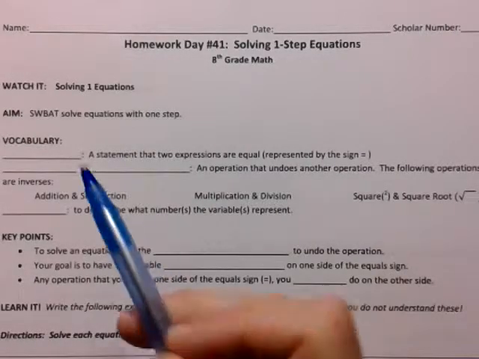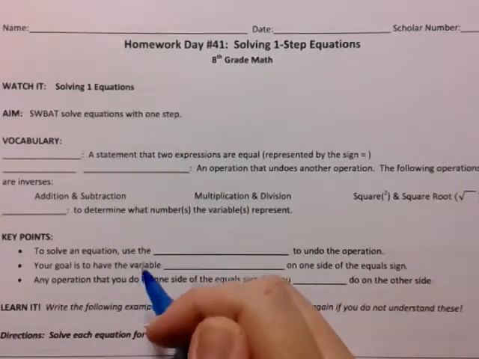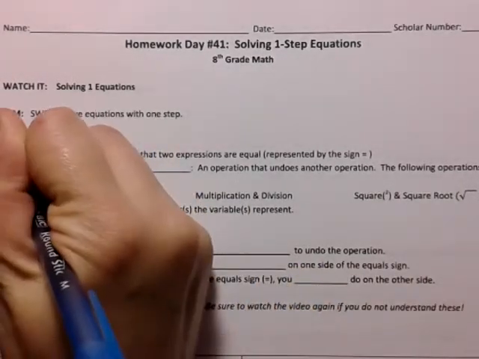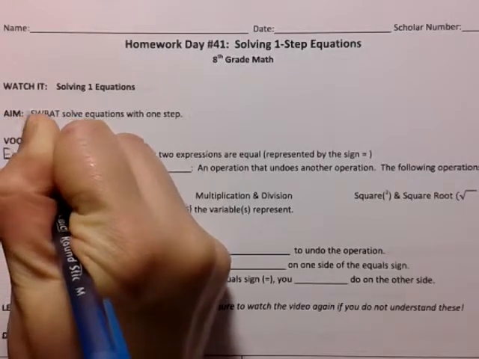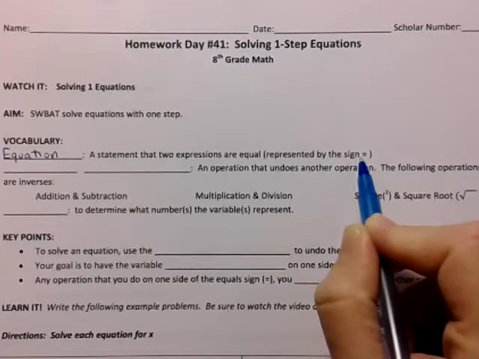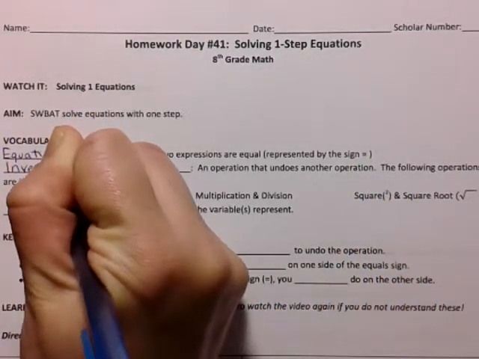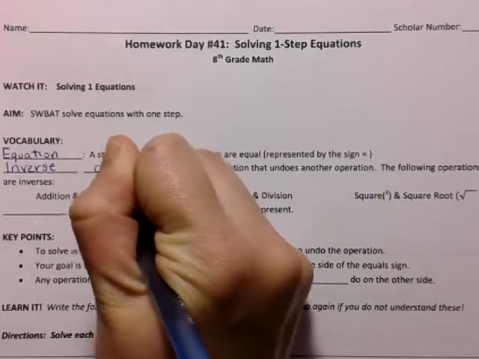Today, our aim is that students will be able to solve equations with one step. Let's fill in some important vocabulary. First, an equation is a statement that two expressions are equal, represented by the sign equals. Inverse operations are operations that undo each other.